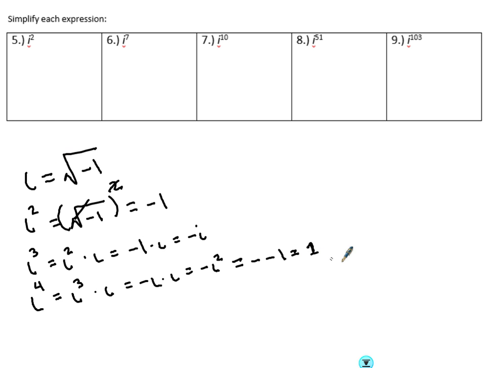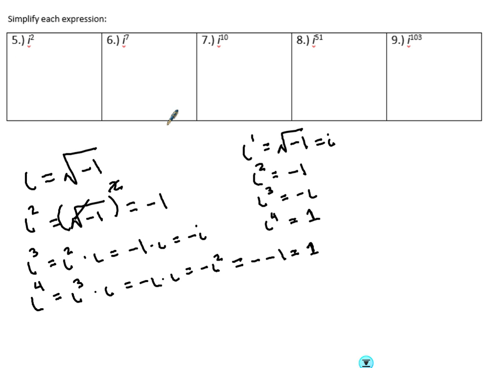So we have this repeating pattern of 4, where i to the first is equal to the square root of -1, or i, i to the second is equal to -1, i to the third is -i, and i to the fourth is 1. Because of this pattern, we can take the exponent of an i power, and the remainder will help us indicate which of the pattern we're using.